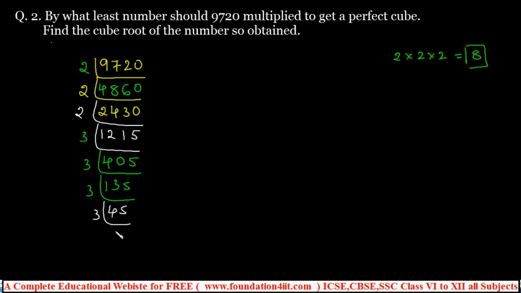Again 3 times. How much do you get? 3 1s are 3, 15, right? 3 5s are 15. Now again 3 into 5, 15. Now again 5 1s are 5, because 5 is not in the 3 table. So after 3, the prime numbers are over, the next prime number is 5. 5 is divisible. Now if you write this list in order, you will get a clear idea.